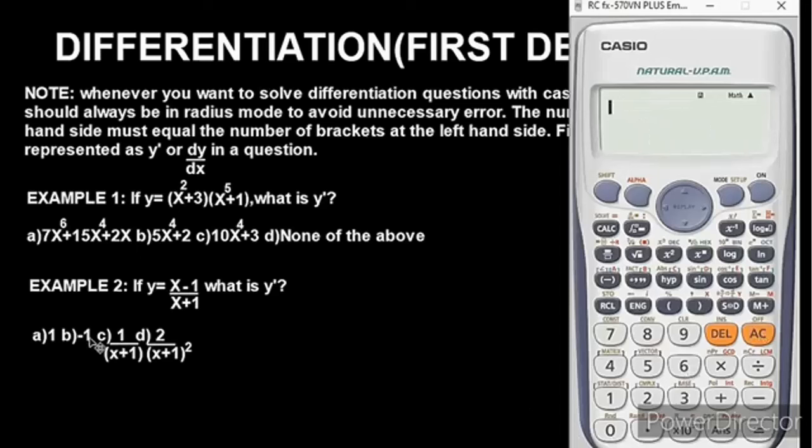So option A says 1, which is not the answer. Option B says minus 1, which is not the answer. So let's evaluate option C and see what it will give us. So in fraction, we have 1 over, in brackets, alpha x plus 1. Let's press equal, 1 over 3. You change this to decimal. To change it to decimal, you press this SD button. 0.3, which is not the answer. We got 0.2. So let's check option D.